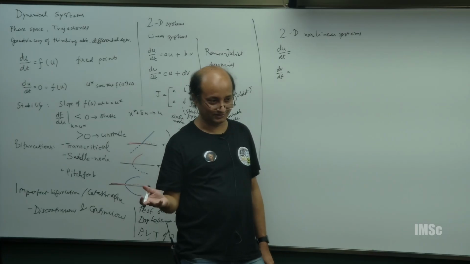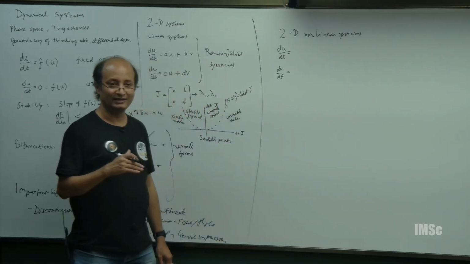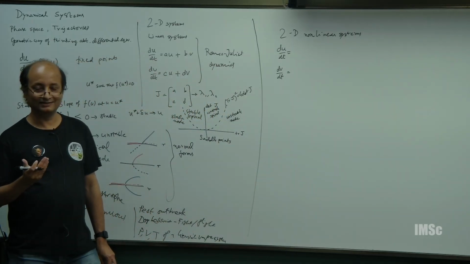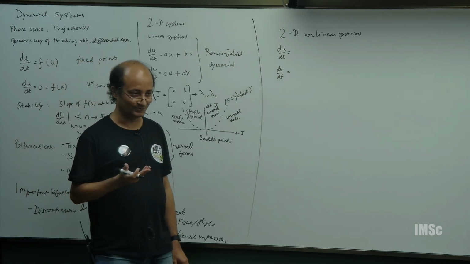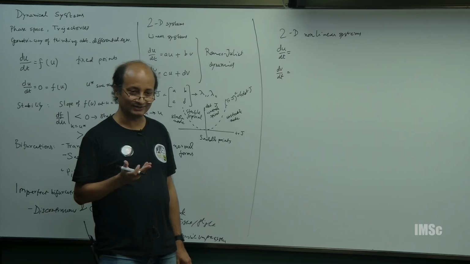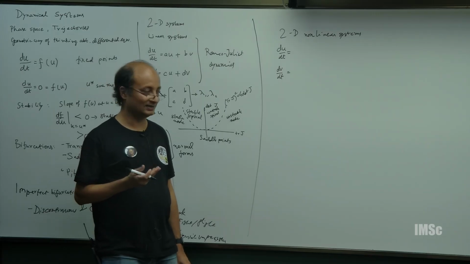Yeah. So there will be some u times v or u squared or u raised to some power times v raised to some power kind of terms, right. And now what you will find is that superposition of solutions is no longer a solution. So this breakdown actually results in very exciting things.